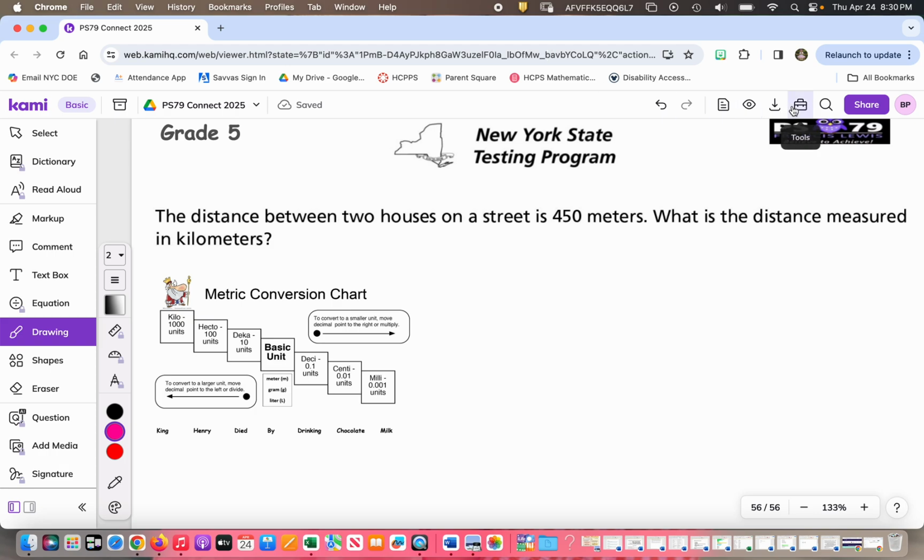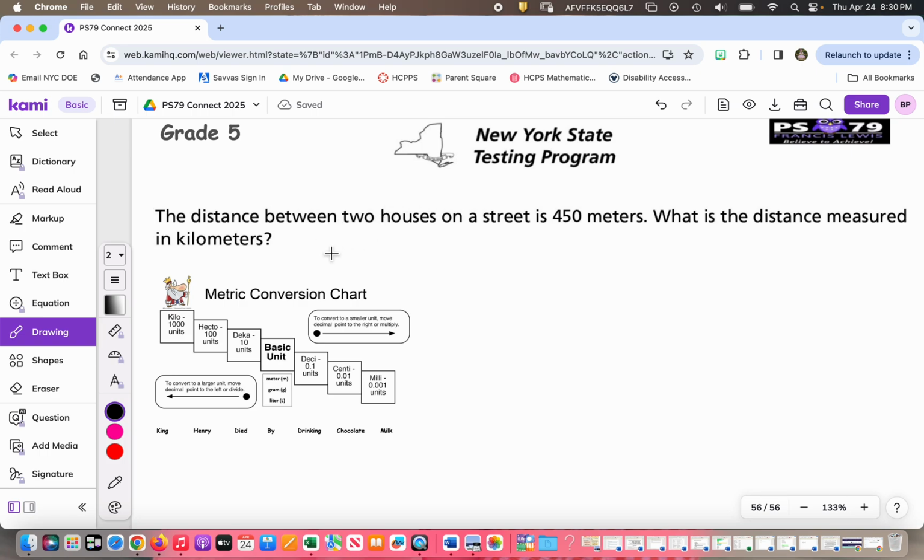At our next test prep question for grade 5, it says, the distance between two houses on a street is 450 meters. What is the distance measured in kilometers? Again, we're usually always going to have a question on distance. In this case, we're dealing with the metric units.